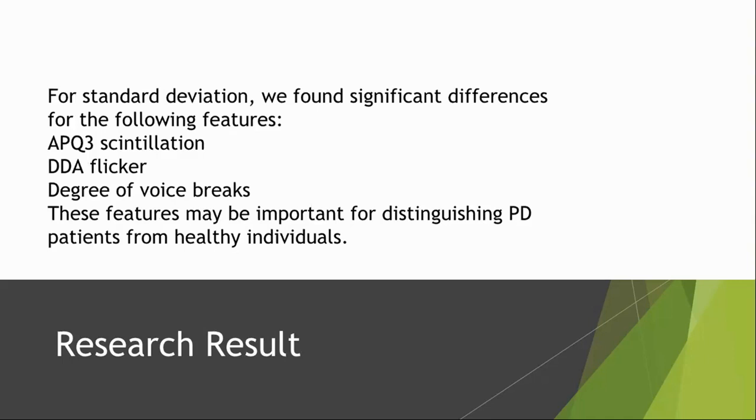For standard deviation, we found differences for the following features: APQ3 shimmer, DDA shimmer, degree of voice breaks. These features may be important for distinguishing PD patients from healthy individuals.